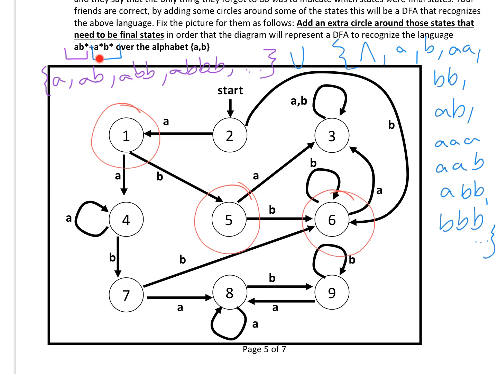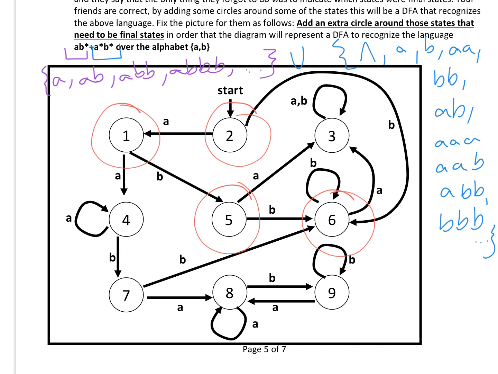And now we need as many A's as you want, followed by as many B's as you want. So if we go through the things we've listed here, we need to accept the empty string. So again, our start state has to be an accept state. We need to accept an A by itself. Well, that's okay. We also need to accept a B by itself. Well, we've got that one covered.